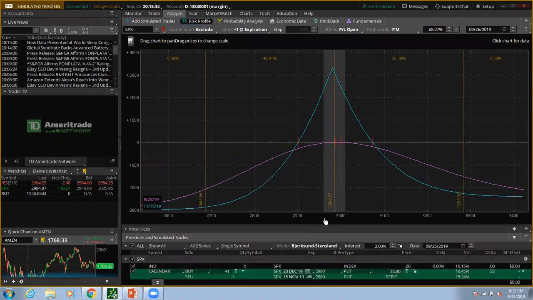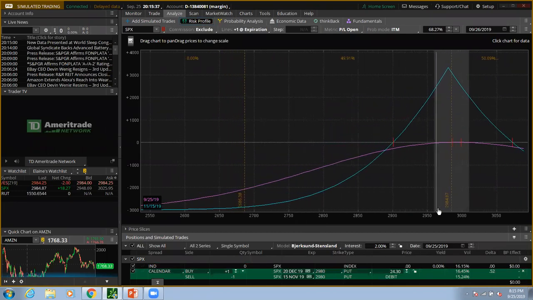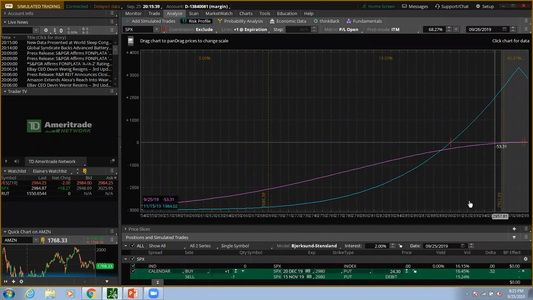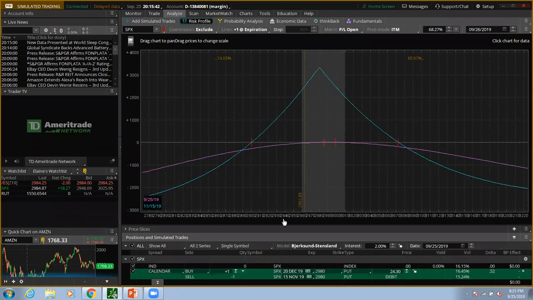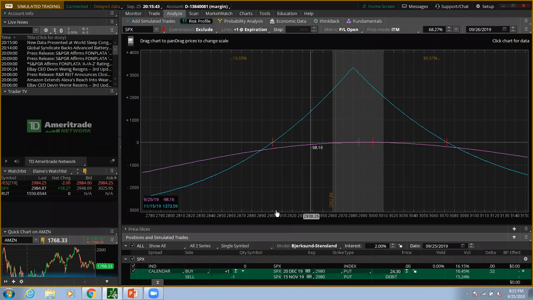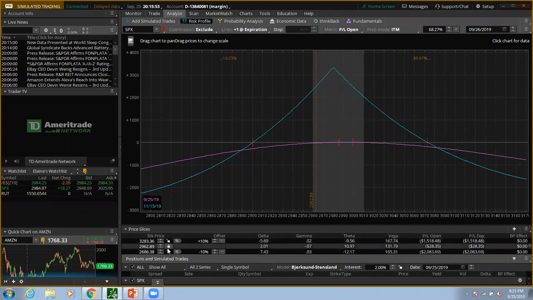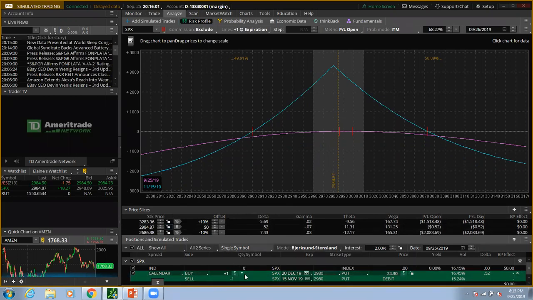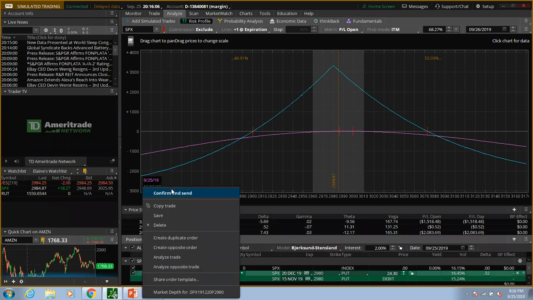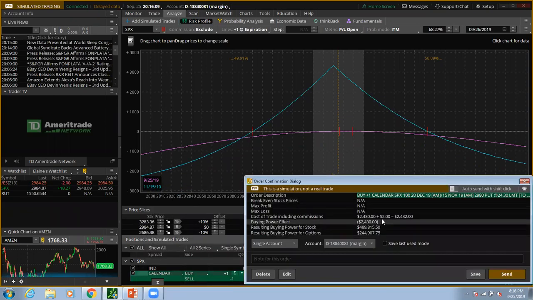I like to expand it out to see a few more of the numbers. Let me navigate this around. I want to see each 10 going up and down the scale. And let's look at our price slices. Make sure your padlock here is open. Okay, so that's a new trade right there, and that's just a one lot. A one lot trade would cost you, you can right click, confirm and send to see what a one lot would be, about $2,400.